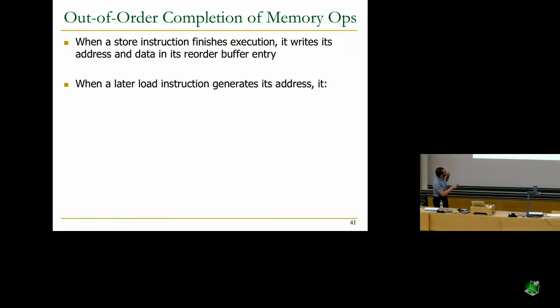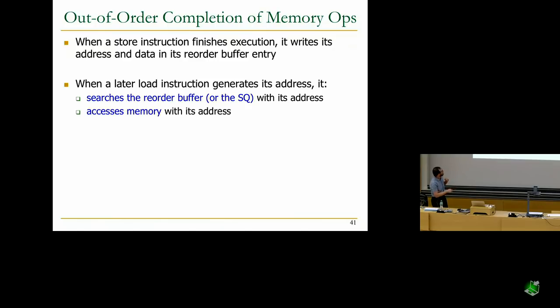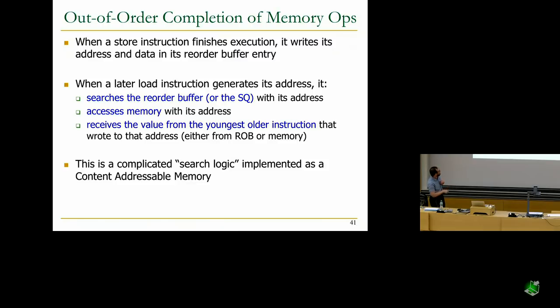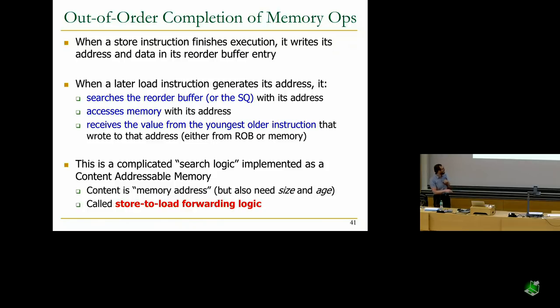Okay, when a later instruction generates its address, it basically searches the reorder buffer or the store queue with its address, accesses memory with its address, and receives a value from the youngest older instruction that wrote to that address, either from the reorder buffer or the memory or the store queue over here. So as we discussed, it's a complicated search logic implemented as content addressable memory. Content is memory address, but you also need size and age. And this is called the store to load forwarding logic.